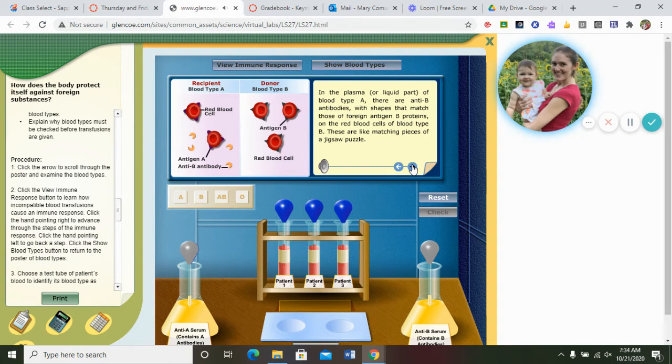In the plasma, or liquid part of the blood, type A, there are anti-B antibodies with shapes that match those of foreign antigen B proteins on the red blood cells of blood type B. These are like matching pieces of a jigsaw puzzle.